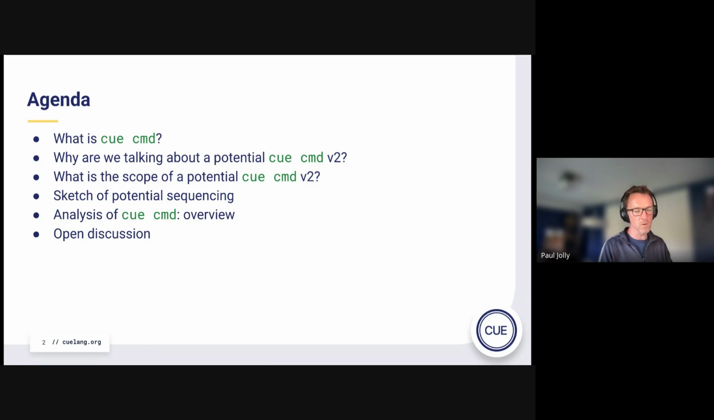We're going to talk about what Q command is, why we're talking about a potential v2, what the scope of that could be, a sketch of the potential sequencing of where we go from here, and then just dive straight into the analysis of what Q command does today, and then just open it up to discussion for folks.